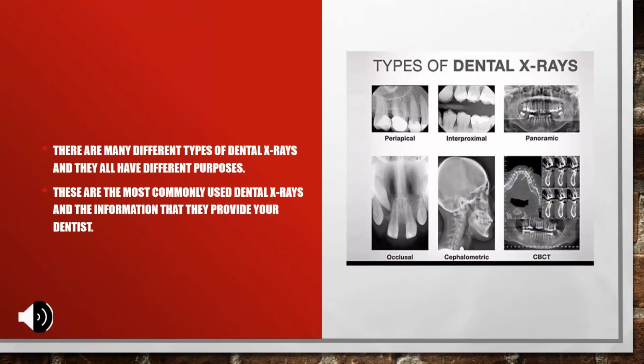So as we've identified, dental x-rays help the clinician in effective diagnosis and treatment planning of the patient. Let's have a look at some of the most common types of dental x-rays available to us. These include periapical, interproximal, also known as bitewing, panoramic, also known as OPG, occlusal, cephalometric, and CBCT, also known as cone beam technology.